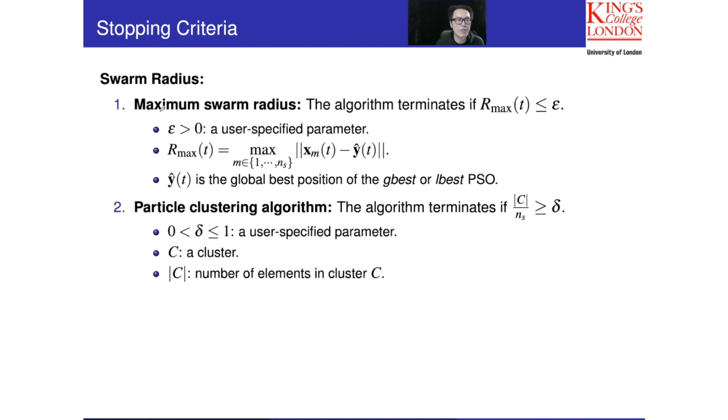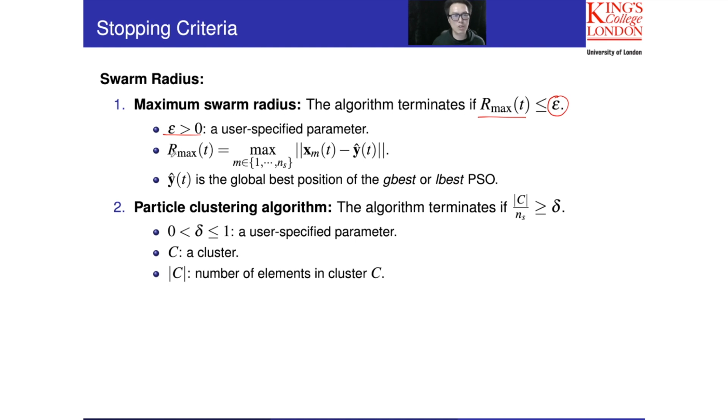Actually, we have 2 methods. The first one is the maximum swarm radius. The next one is the particle clustering method. When we talk about the maximum swarm radius, the algorithm terminates if the maximum radius is less than a chosen positive value. So if it is less than or equal to epsilon, we stop. Otherwise, we carry on.